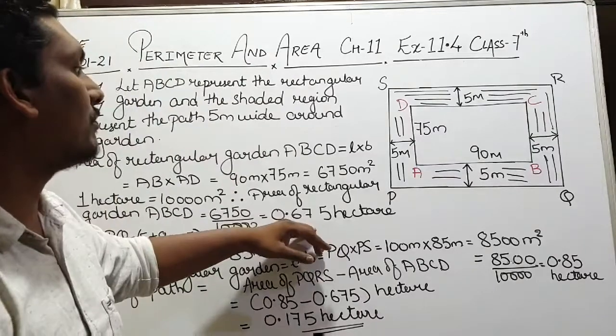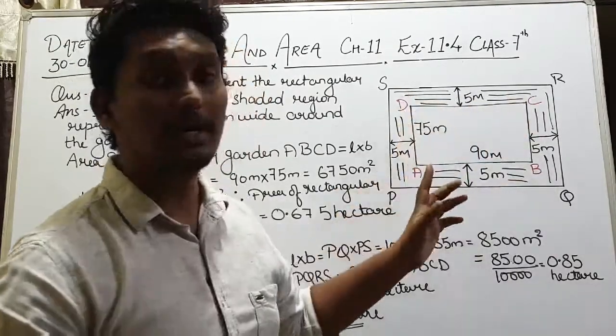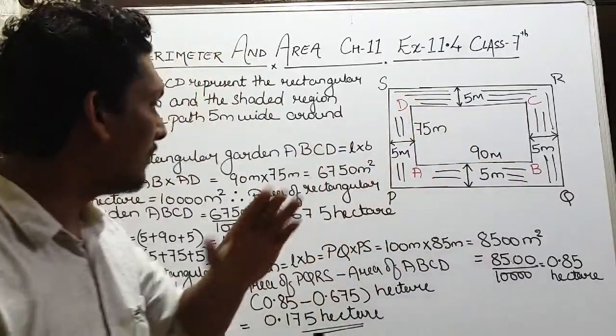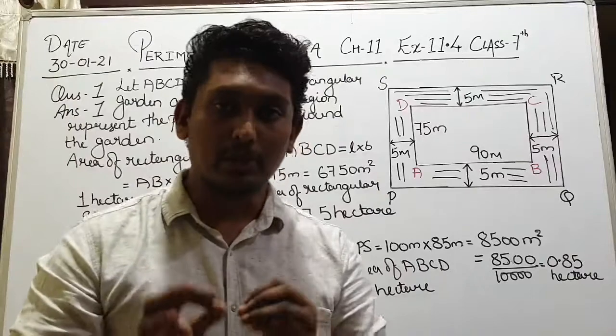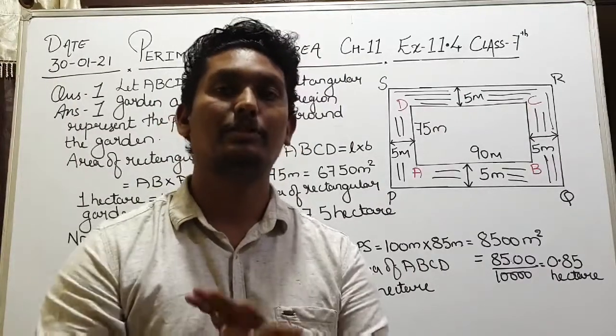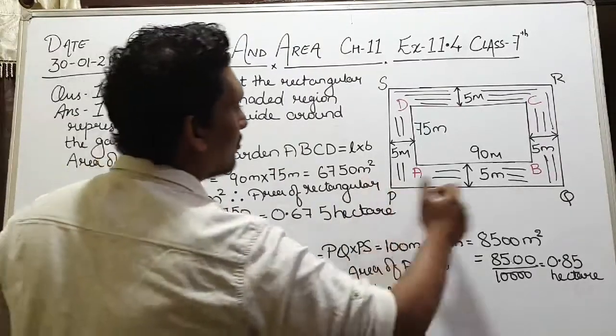Okay. This is the first part, in which we have found the area of the ABCD rectangular garden, length into breadth, and we have converted it into hectares. If the hectare is given in the question, then only you have to find it. Otherwise, there is no need to find the hectare. Okay. Now come to the next, that is PQRS.